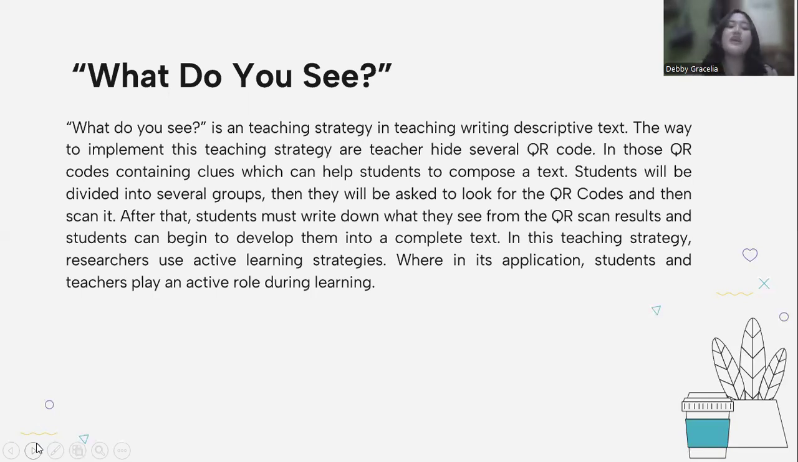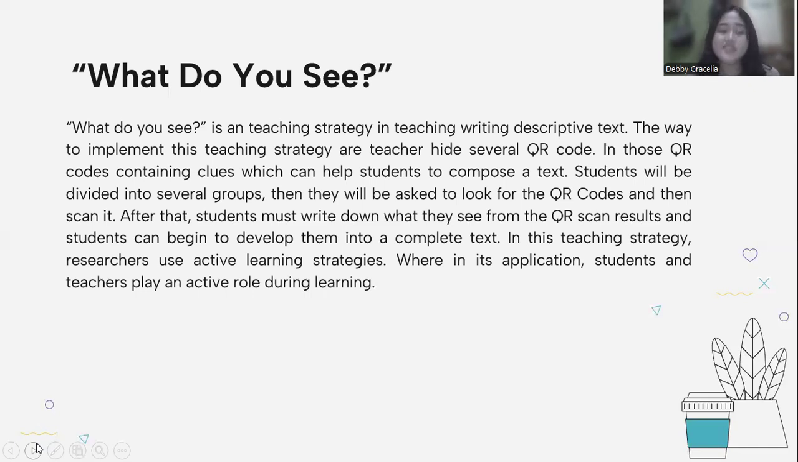Students will be divided into several groups. Then they will be asked to look for the QR codes that have been spread out in the school environment. And after that, they can scan them. Students must write down what they see from the pictures in the QR codes, and students can begin to develop them into the complete text.